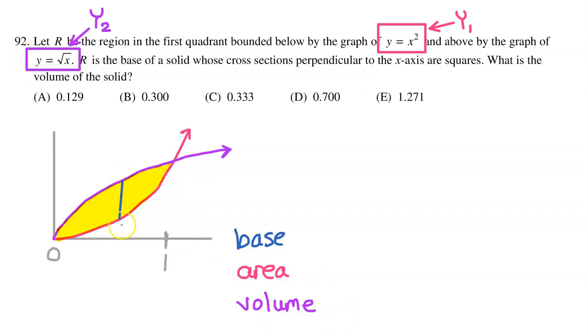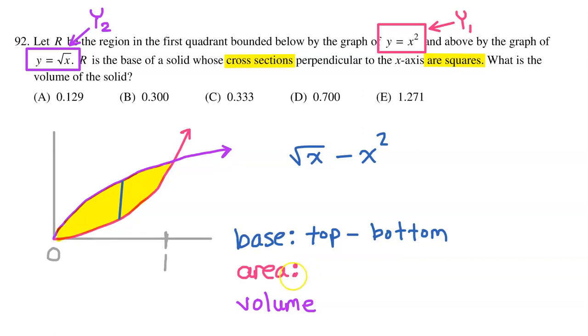Picking a slice at random, the length of the base of a single slice would be the length of this blue segment. We can write an expression for the length of the base by subtracting the top function minus the bottom function. In this case, the top function, shown here in purple, is the square root of x. And then the bottom function is x squared. So this is an expression for the length of the base of a single slice.